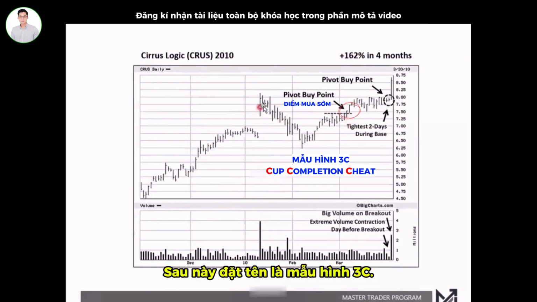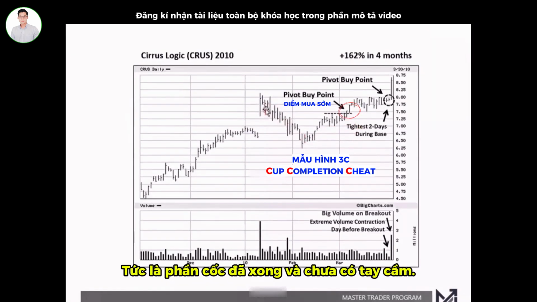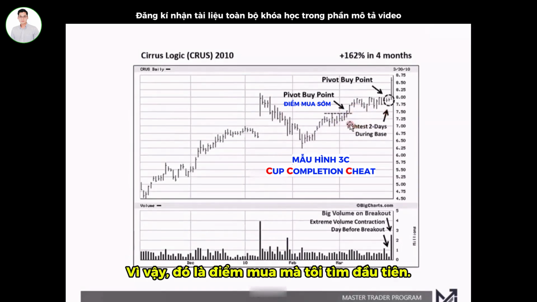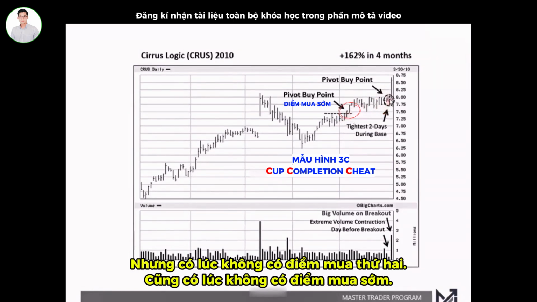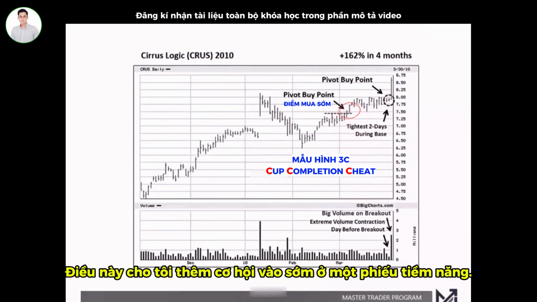Later on, we called it the cup completion cheat, meaning that the cup portion of the cup with handle had completed, but you didn't get the handle. You got this cheat area. So that started to be a buy point that I looked for first. And if I got it, I'd be in a little bit earlier, and I might even get a second buy point to add to. But sometimes you didn't even get the second buy point, and sometimes you don't get the cheat, you just get the handle.